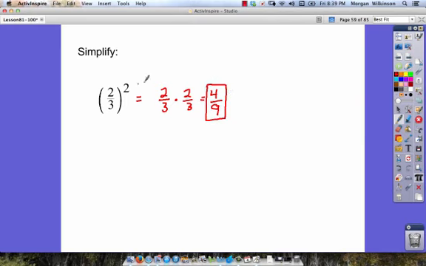Whenever we square a number, we're always just multiplying it by itself. Whether it's a whole number, a fraction, an integer, or a decimal, we're always going to multiply it by itself when we square.